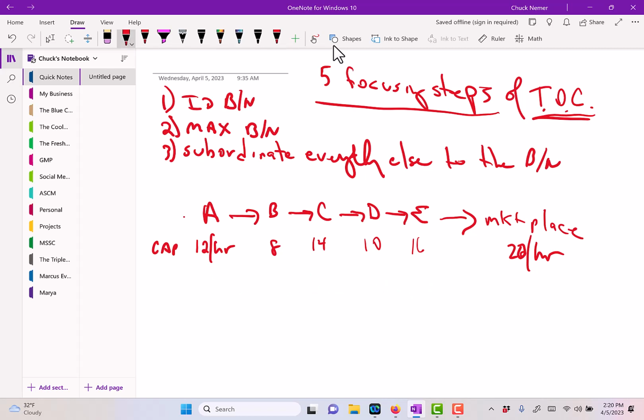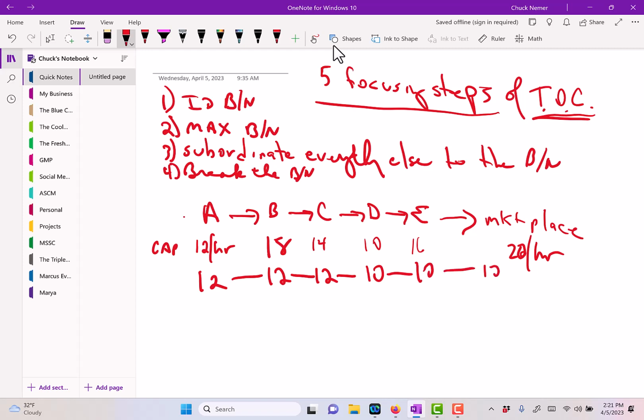Step 4 now is basically saying break the bottleneck. And we don't mean make it fail, but improve it. So in other words, if we're able to add another machine, whatever, improve the process, and we get it up to 18 per hour, let's say, okay, then B is no longer the bottleneck. So A makes 12, passes it on to B. B makes 12, passes it on to C, which can pass it on to D, but only 10 is going to get through, because D can only do 10 per hour. And then E does 10, and we get 10 out the door. So we've increased our throughput out the door from 8 to 10.